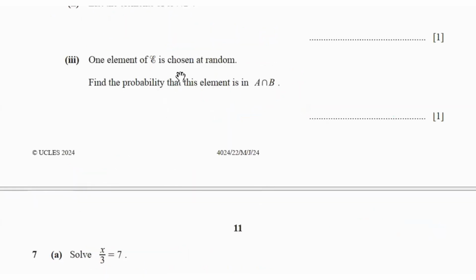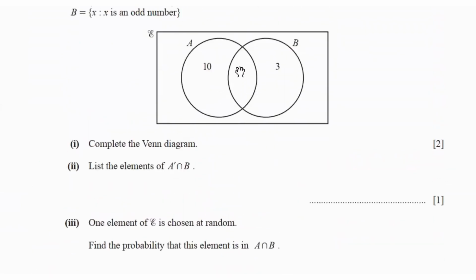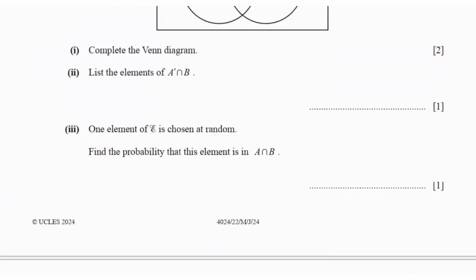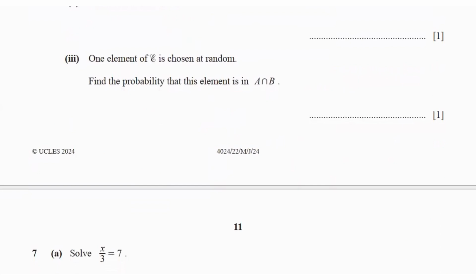One element of the universal set is chosen at random. Find the probability that this element is in A intersection B. So A intersection B had 1 and 5. So that's going to be 2 out of 10, which simplifies to 1 over 5. The reason it's 2 out of 10 is because in total we have 10 elements, and from those 10 elements, 2 are in A intersection B. So 2 out of 10.